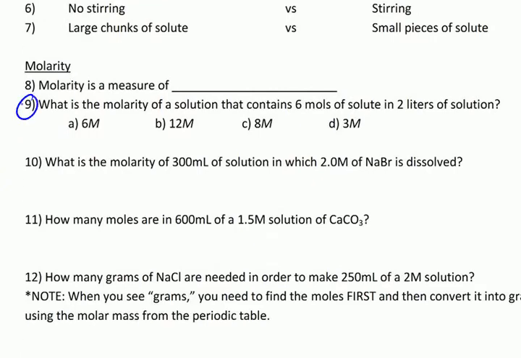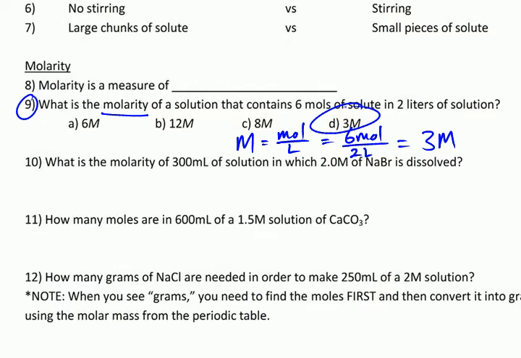Let's look at number 9 here. What is the molarity? Molarity, again, is the concentration, big M. What is the molarity or concentration of a solution that contains 6 moles of solute in 2 liters of solution? So that's going to be, again, the formula is big M equals moles over liter. So we have 6 moles over 2 liters. So 6 divided by 2 is going to be also 3 molar. The answer is D, 3 molar for that.